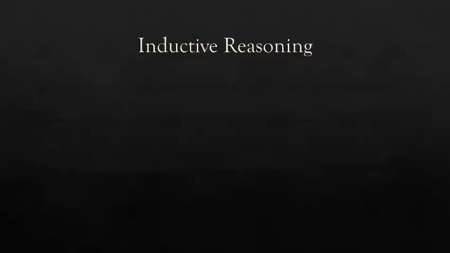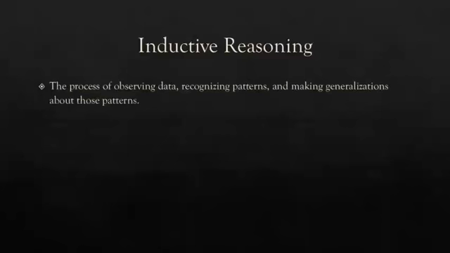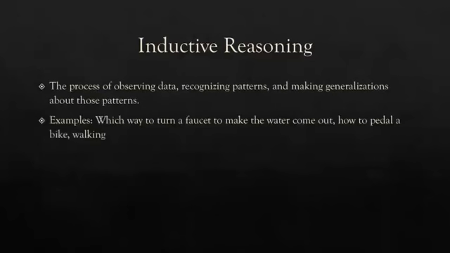When you were a child, you experimented with the natural world around you. You learned how to walk and talk and ride your first bike, all by trial and error. That kind of figuring out is inductive reasoning. It's the process of observing data, recognizing patterns, and making generalizations about those patterns. Other examples besides pedaling your bike or learning to walk would be figuring out which way to turn the faucet handle to make the water come out.